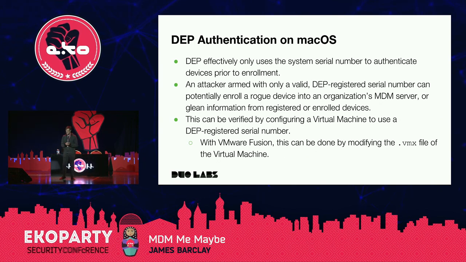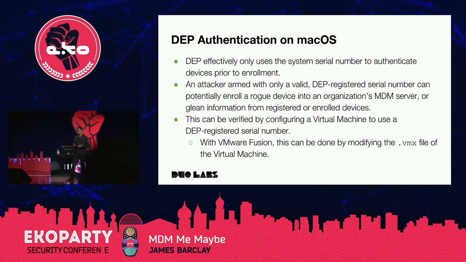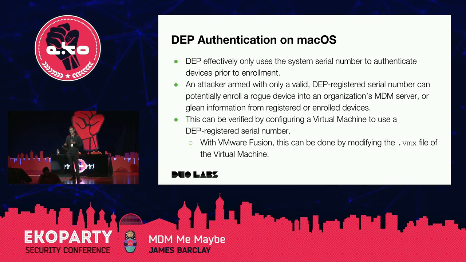So in this way, DEP effectively only uses the system serial number to authenticate prior to enrollment. An attacker armed with only a valid DEP-registered serial number could potentially enroll a rogue device in an organization's MDM server or just glean information from that activation record. This can be easily verified by changing the VMX file, for example in VMware Fusion, to be that of a serial number that's registered with DEP. This was originally discovered by Pepijn Bruienne, who I did this research with, Victor Vrantchan, and Jesse Peterson.